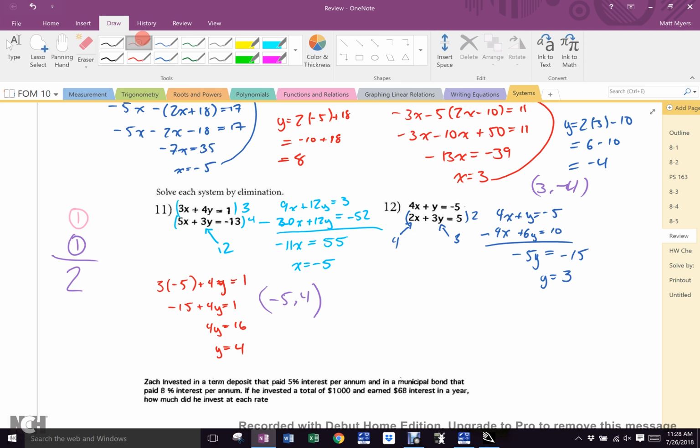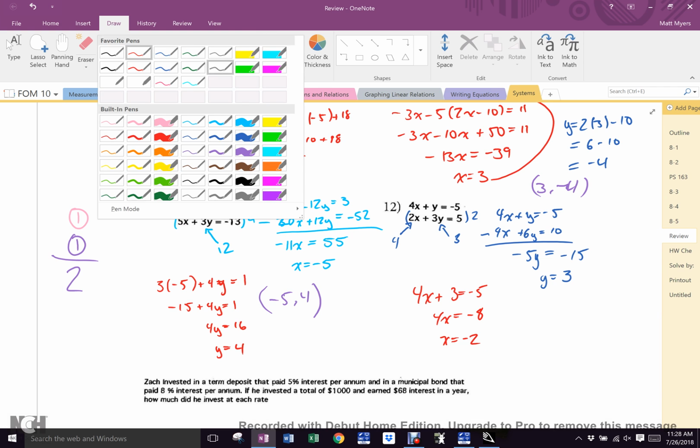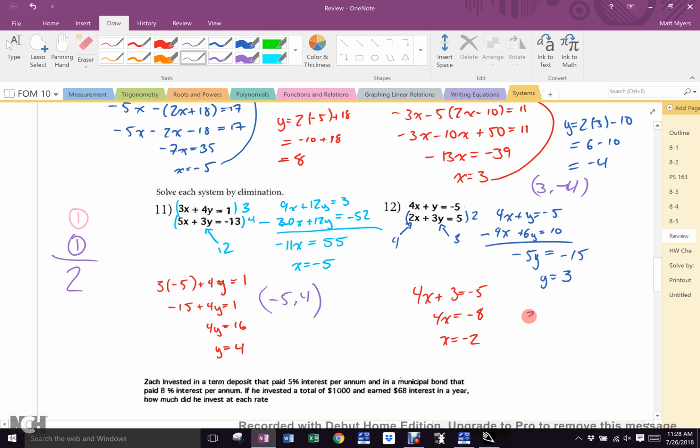What can I do with that y? Put it anywhere I see a y. 4x plus 3 equals negative 5. 4x equals negative 8. X equals negative 2. The answer is 3, negative 2. Any questions on how to do systems?